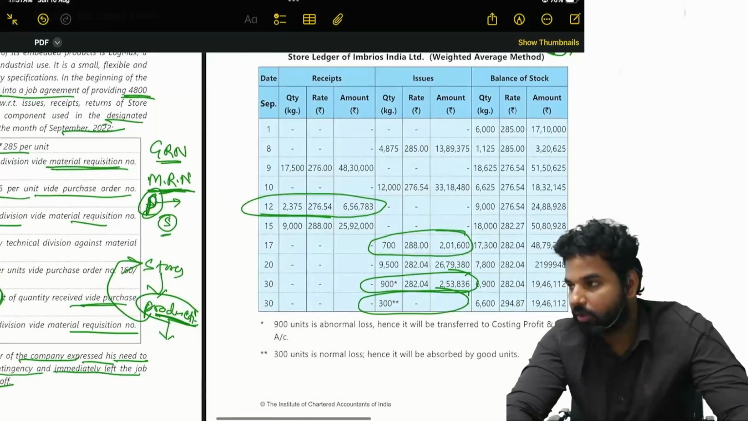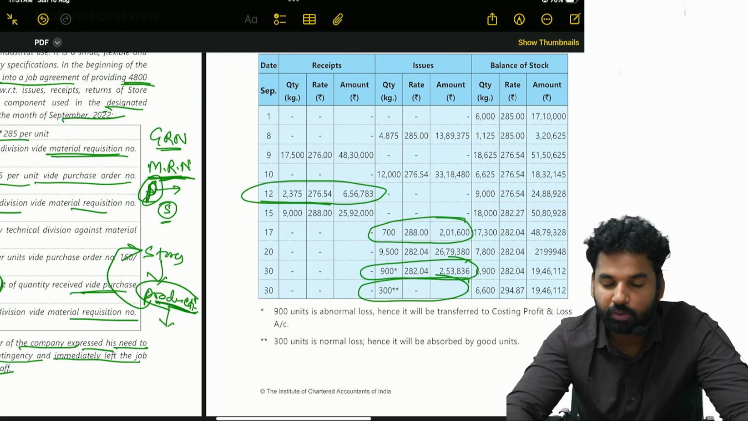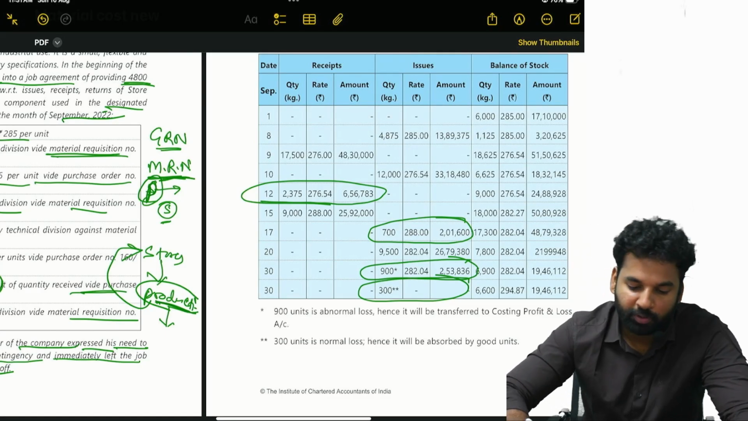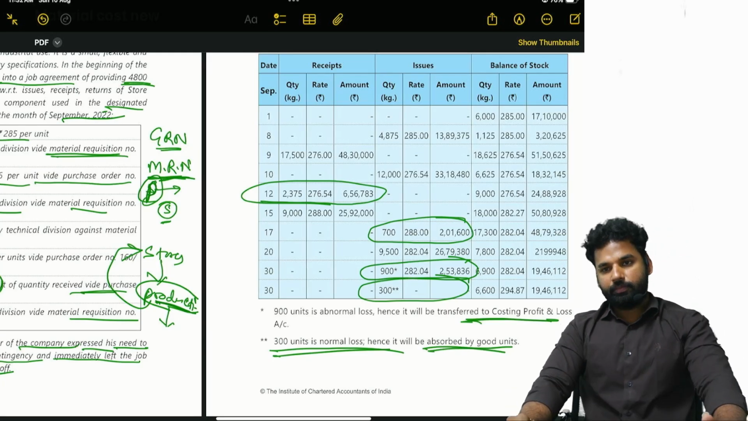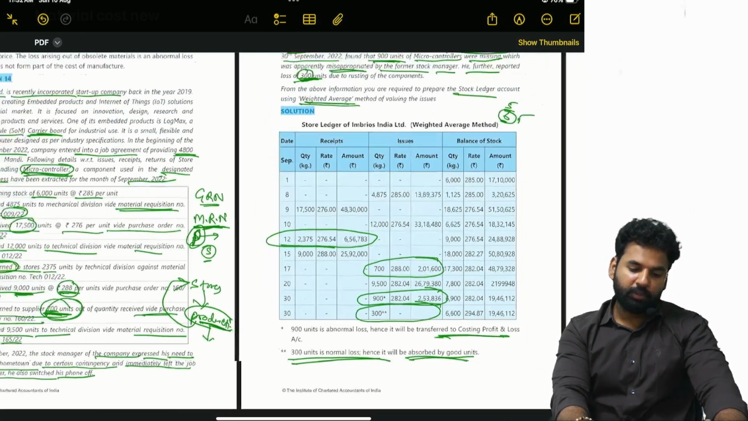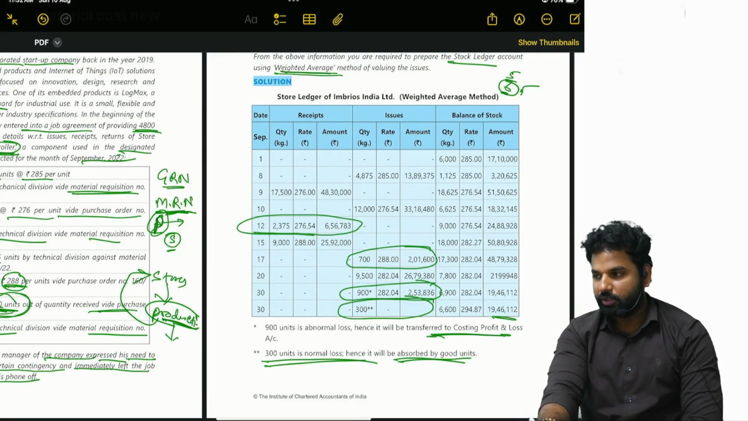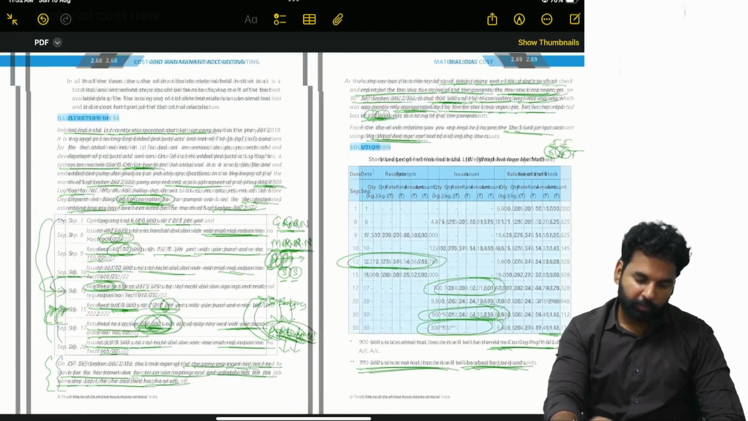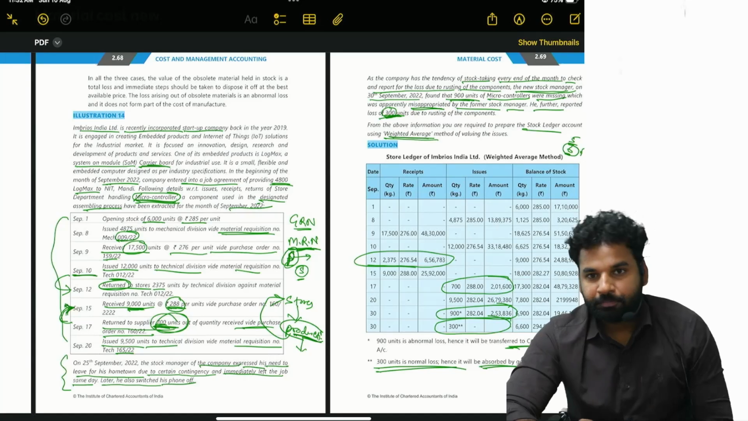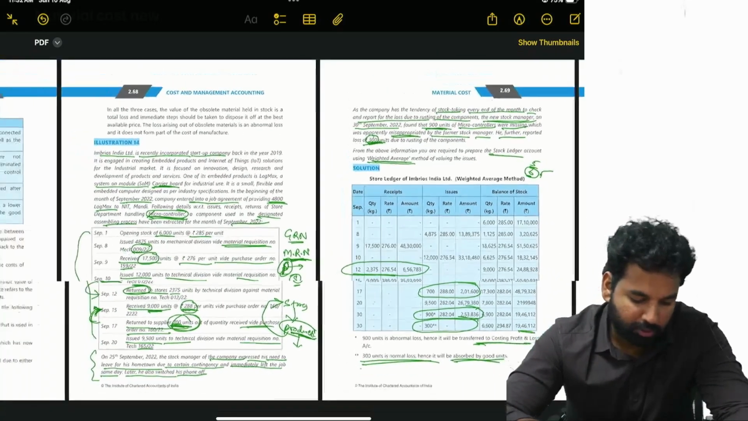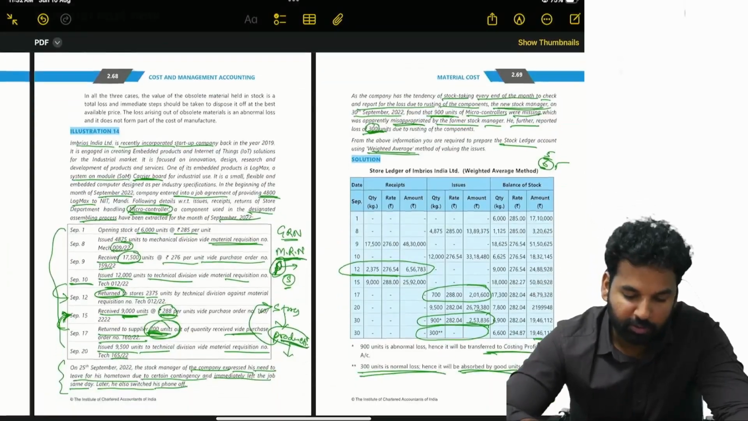All these points are understood? Okay, right. So 900 units is the abnormal loss, hence it will be transferred to costing profit and loss account. And 300 units is normal loss, it will be absorbed by the good units. We have a slight variation of 1000 rupees, maybe in decimals. Done.